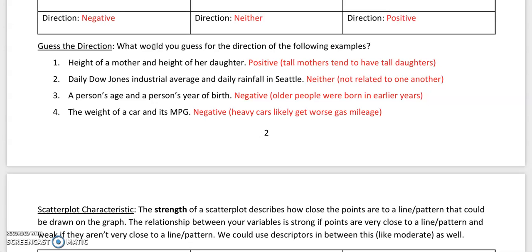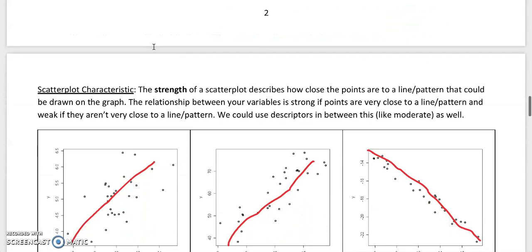On the other hand, you may see a line or pattern on your graph, but the points may all be fairly scattered around it, and so we might refer to that as a weak relationship. And this all is on a spectrum, and so you could have, say, a moderate relationship as well. So just a few examples of this.